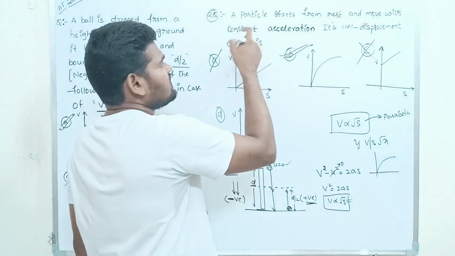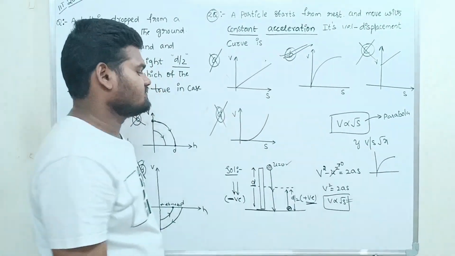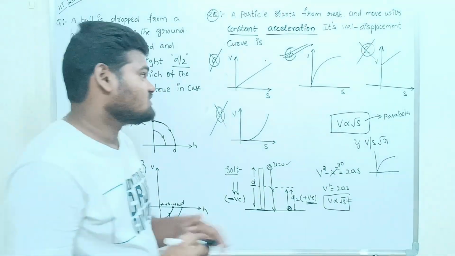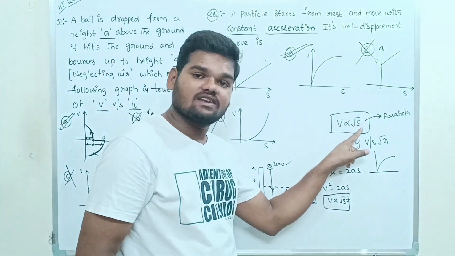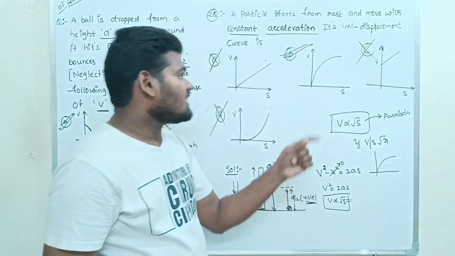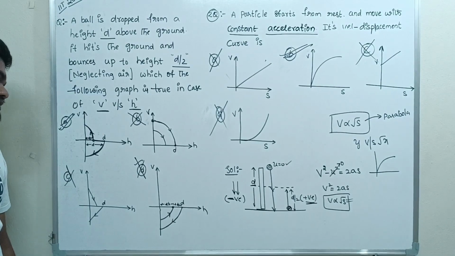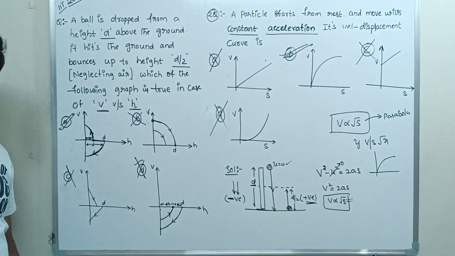And have a look here. The acceleration is what? Constant. This is not an option. Are you getting it? So this is the direct option. V is directly proportional to root x. So the y versus root x graph is a parabola. So the option is this one. Right. Pause the video and write the solutions. 3, 2, 1, go.